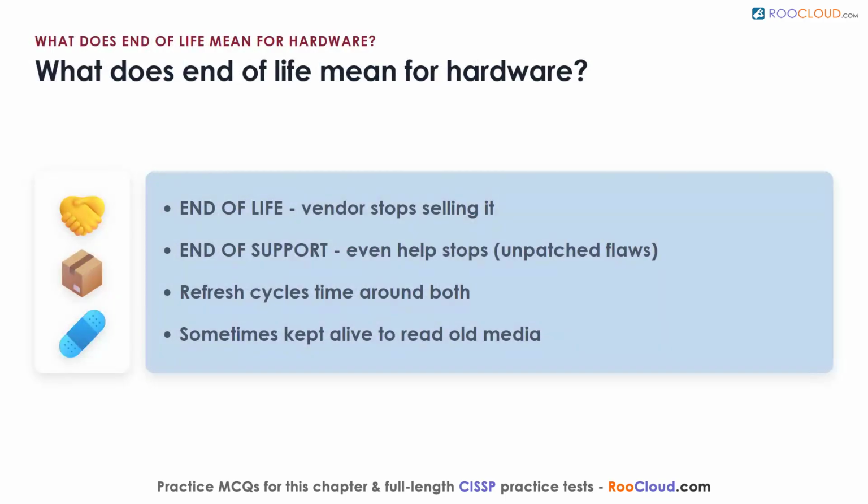What does end of life mean for your hardware? It marks the vendor's stages of stepping away from a product. End of life is when they stop selling it, though they usually keep supporting it for a while. End of support is when even that help stops, leaving you exposed to unpatched flaws. Most hardware follows a refresh cycle timed around these two milestones. Sometimes you keep an old machine alive just to read data trapped on outdated media.